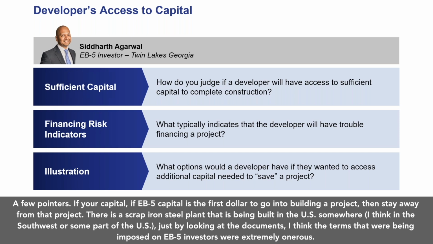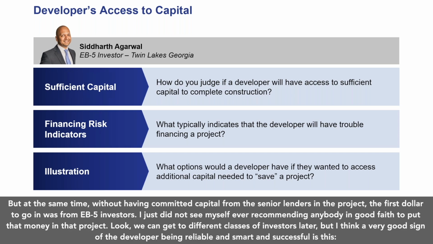There is a scrap iron steel plant that is being built in the US somewhere, I think in the southwest or some part of the US, where number one, I think just by looking at the documents, the terms that were being imposed on EB5 investors were extremely onerous. But at the same time, without having committed capital from the senior lenders in the project, the first dollar to go in was EB5 investors. I just did not see myself ever recommending anybody in good faith to put their money in that project.